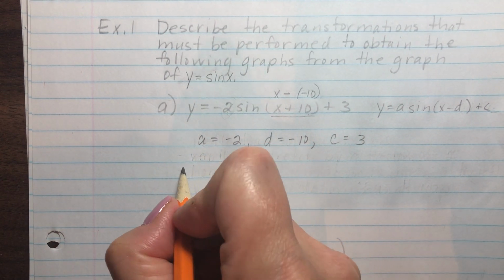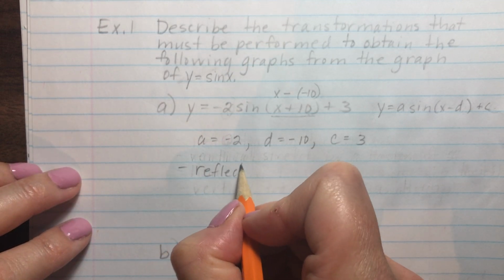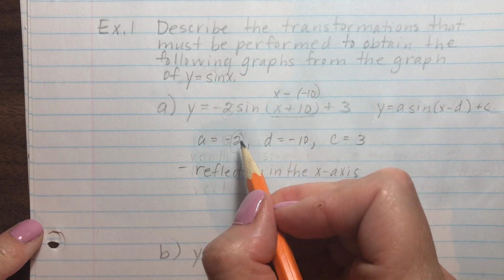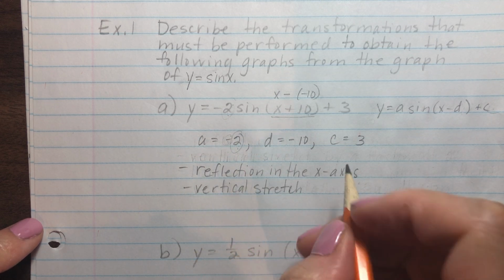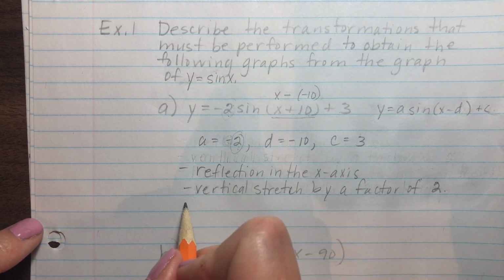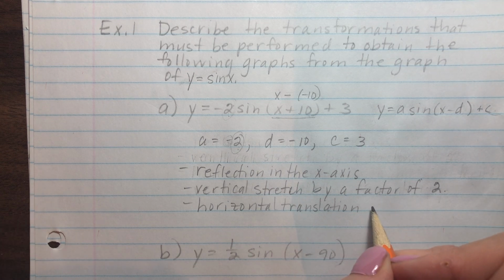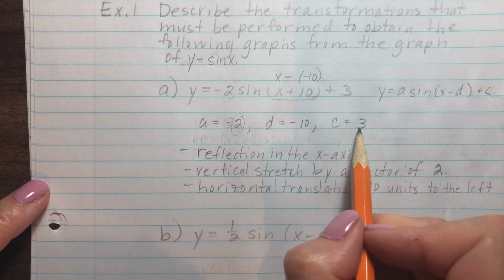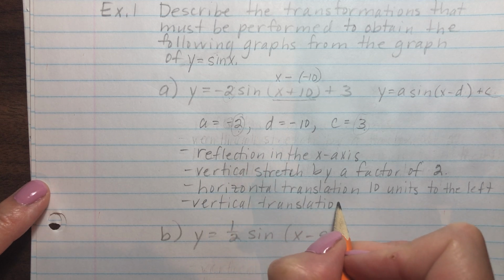So based on these values, what we have here is, first of all, a reflection in the x-axis because the sign of a is negative. And then if we ignore the sign and look at the number, because this number is greater than 1, we also have a vertical stretch by a factor of 2. d is responsible for horizontal translations. So we have a horizontal translation, and because d is negative, it's going to be a horizontal translation 10 units to the left. And then c here is responsible for vertical translations. And since it's positive, it's going to be 3 units up.